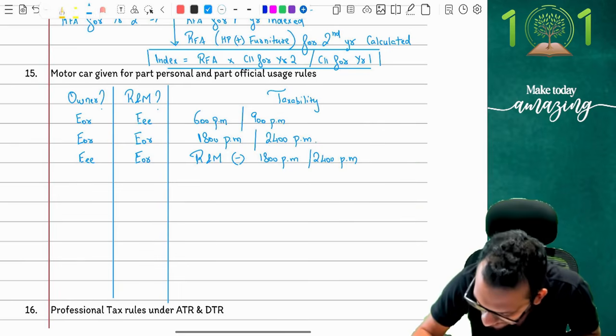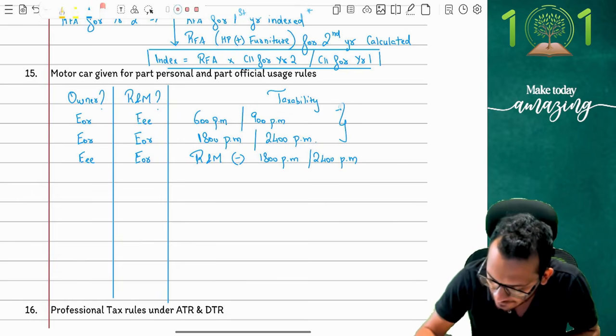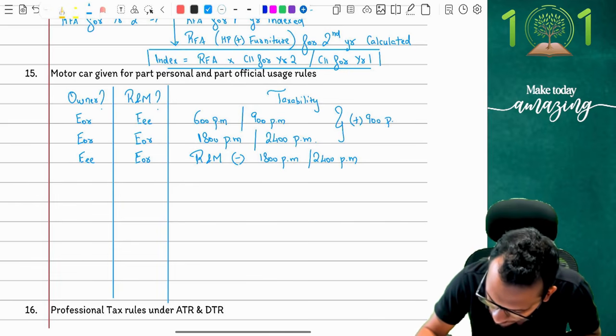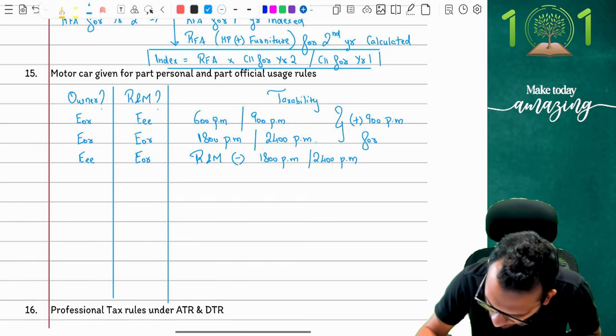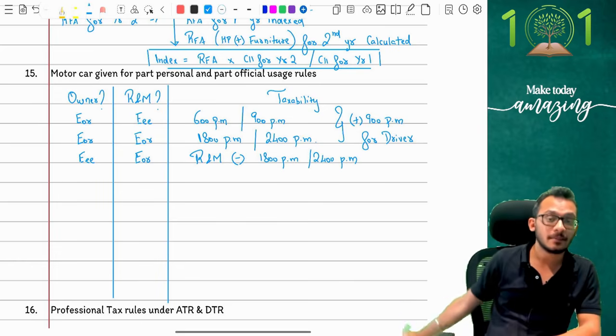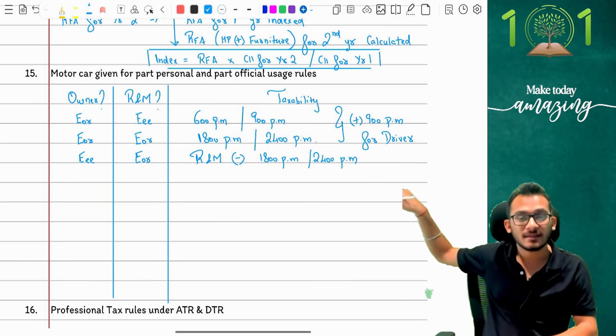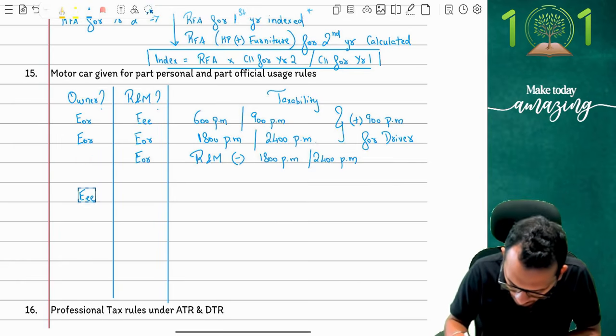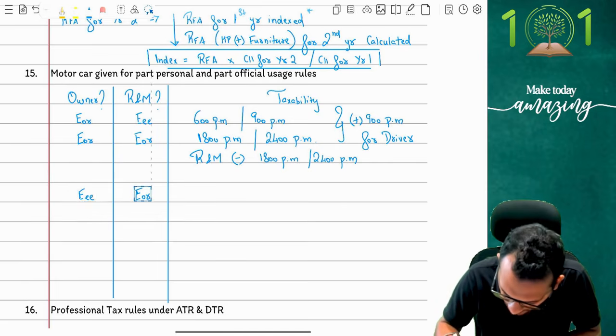Separately, income tax says if at all a driver is given, simply add 900 per month. But the problem comes in the last one, people, and the last one is where you end up making small errors. So I'm going to probably show it a little separately so that you understand this better.